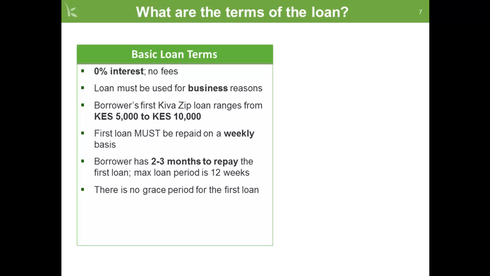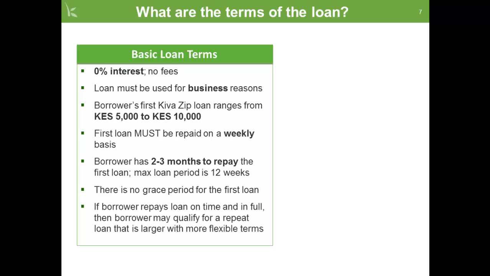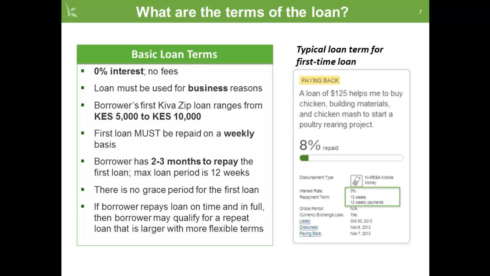There's currently no grace period for the first loan. If the borrower repays the loan on time and in full, then he or she may qualify for a repeat loan of a larger amount and more flexible repayment terms. This is a typical first-time Kiva Zip loan.